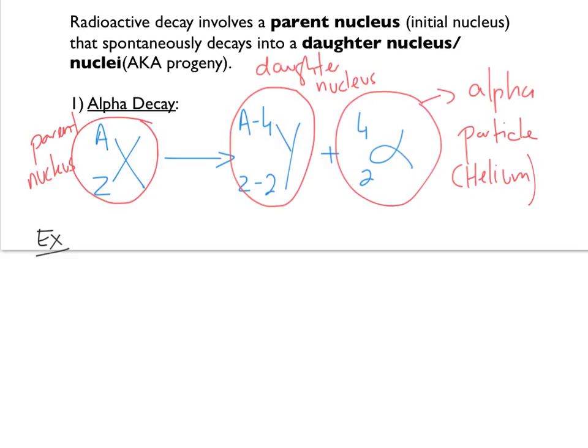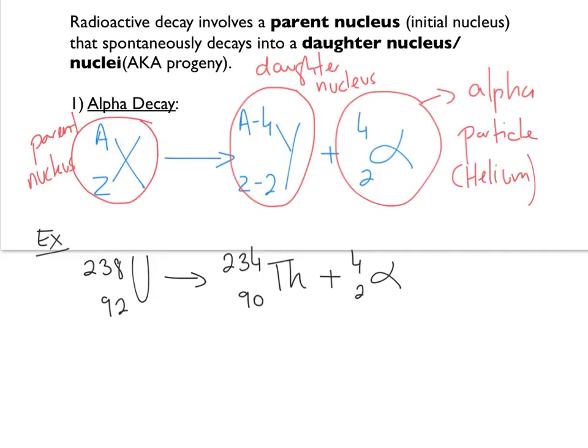So as an example, I'm going to do a really common alpha decay reaction, which is uranium-238 undergoing an alpha decay to become thorium-234. In this example, you'll notice both mass number and the atomic number are conserved. The mass number 238 on the left side and 234 plus 4 obviously adds up, and then 92, 90 and 2.